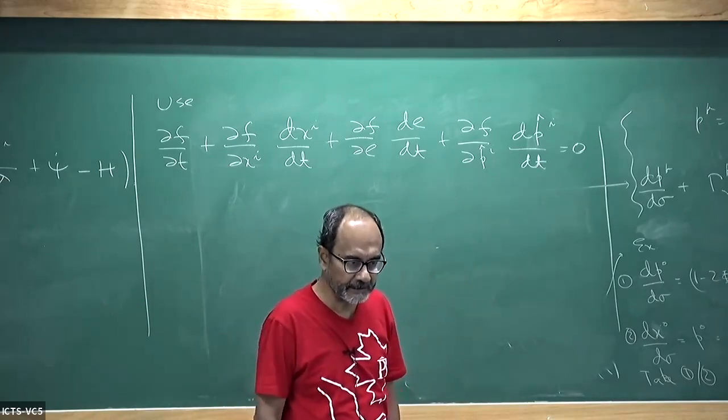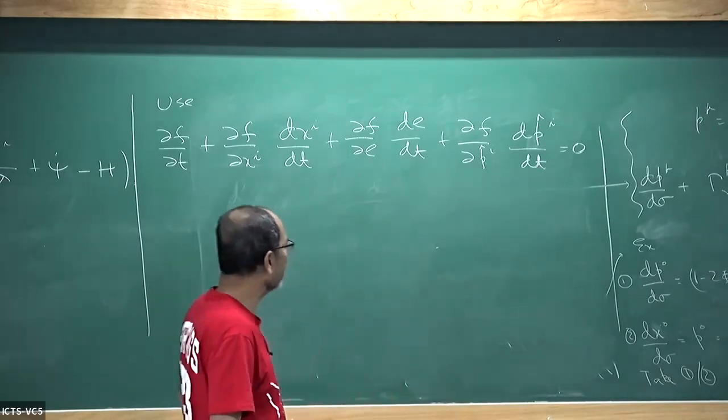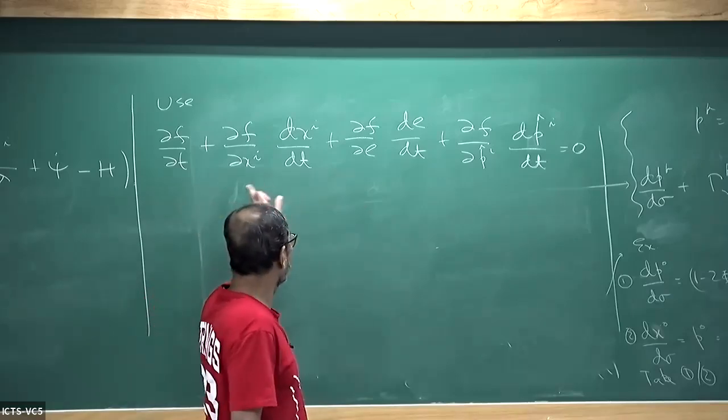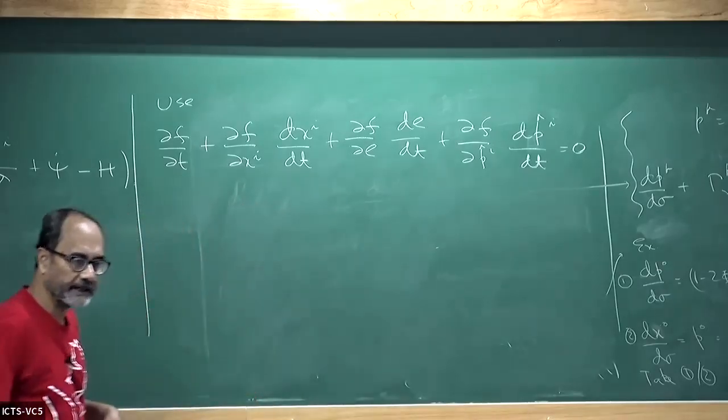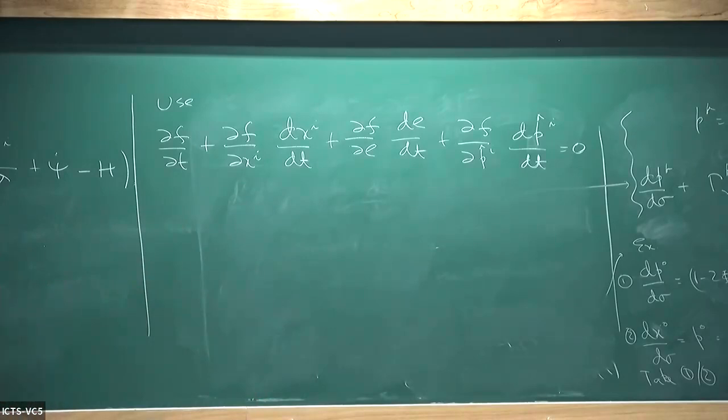We just use a different set of variables, and this combination, when you write del f del q alpha times dq alpha dt, is invariant under change of variables. It doesn't matter what q alpha you use, as long as you use the same q alpha for dq alpha dt and del f del q alpha. So that's why we are allowed to choose anything that we like.